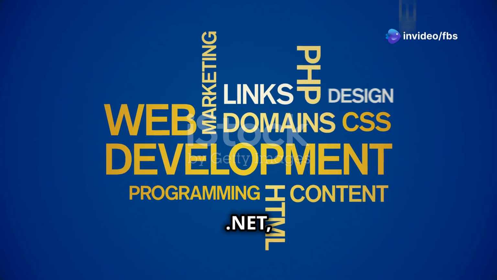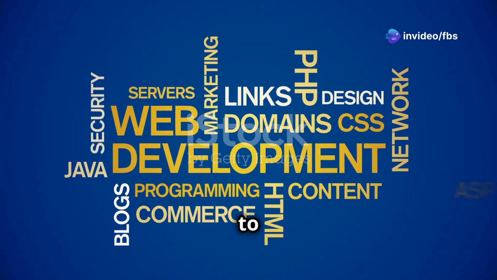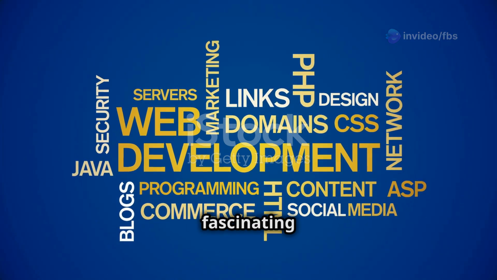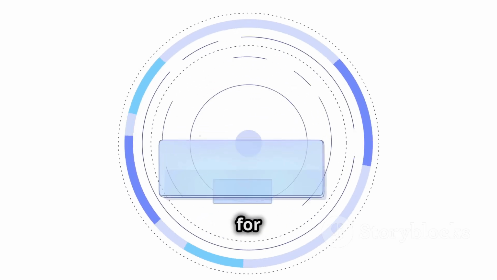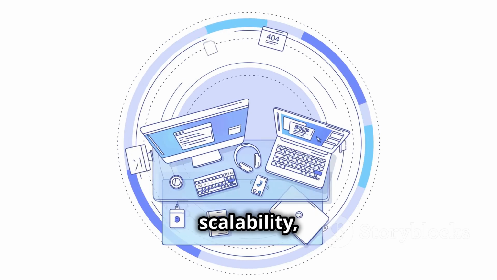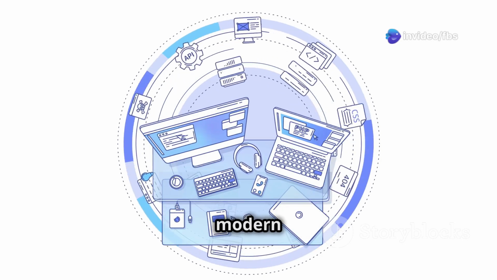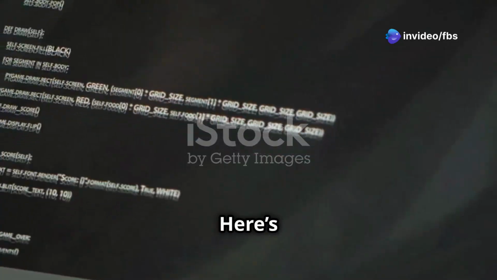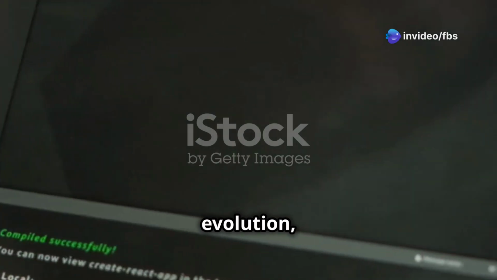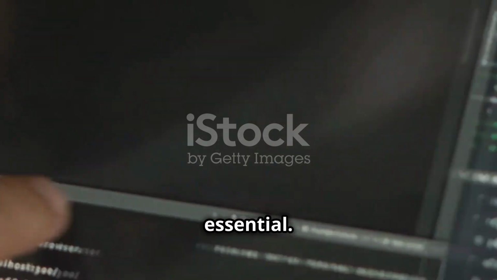The evolution of .NET, from ASP Classic to the latest .NET Core, is a fascinating journey that reflects the need for improved performance, scalability, flexibility, cross-platform compatibility, and modern development practices. Here's an in-depth exploration of the evolution, challenges faced, and why each change was essential.